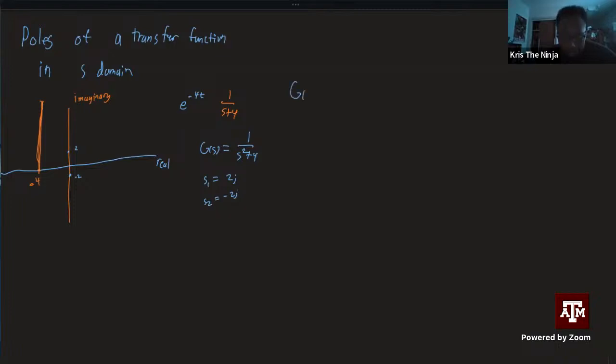So let's say we have G of s equals c1 over s minus 4. Well, we know that s is going to equal 4 in this case. That's going to be over here on this part of the plane. We'll say this is 4. That's where it's going to equal 0 in the s domain.